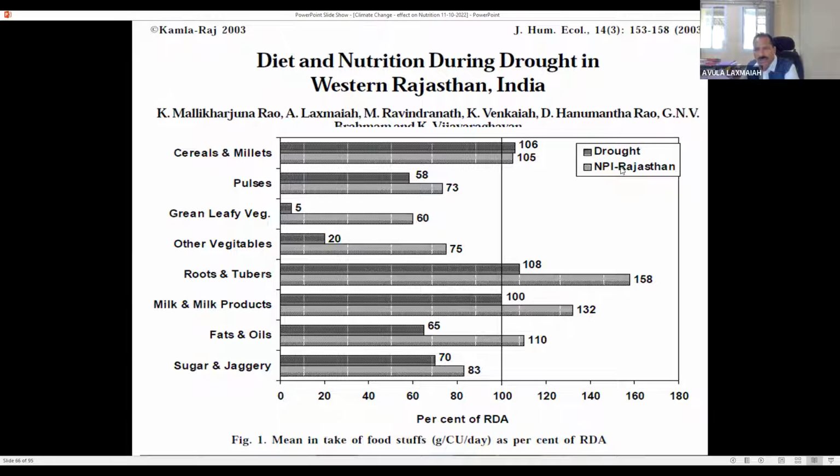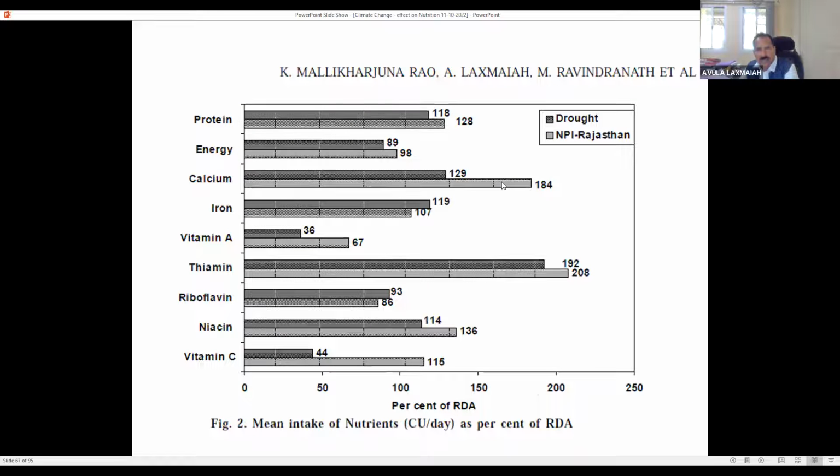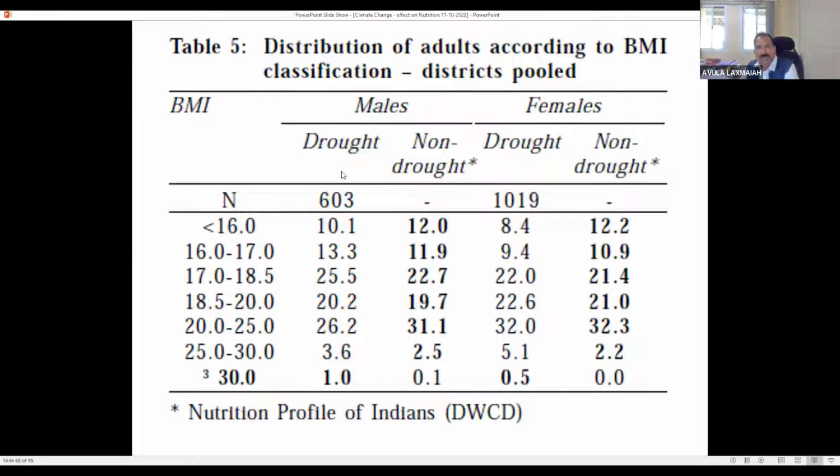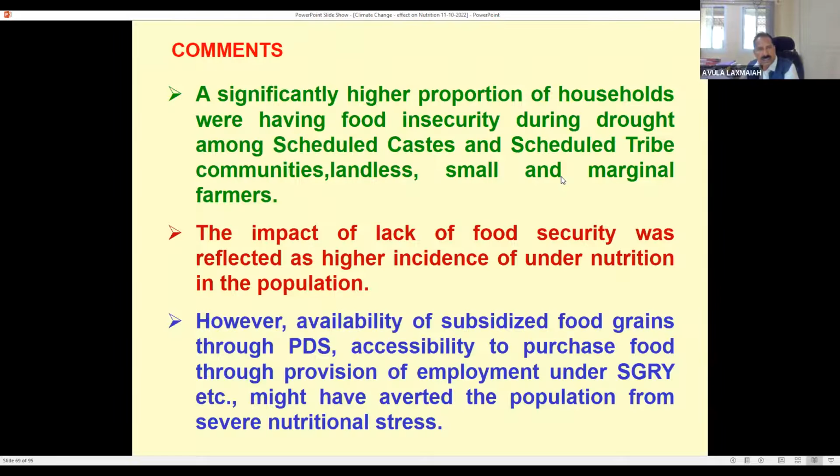This is also during drought and non-drought in Rajasthan. We compared both, and we can see here, this is even BMI also. During drought, the BMI levels also changed.